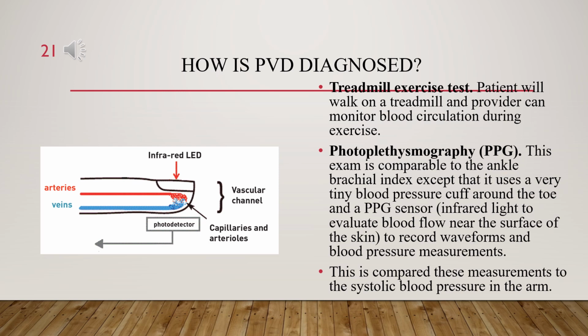comparable to the ankle brachial index, except that it uses a very tiny blood pressure cuff around the toe and a PPG sensor, which is just an infrared light to evaluate blood flow near the surface of the skin, and it records waveforms and blood pressure measurements. So this is compared to the measurements in the systolic blood pressure in the arm. So there are many ways to diagnose PVD.